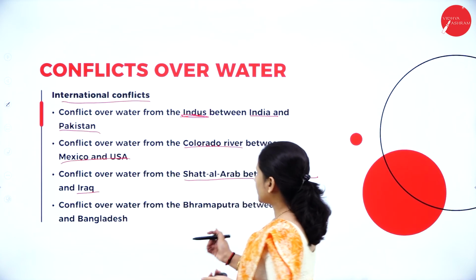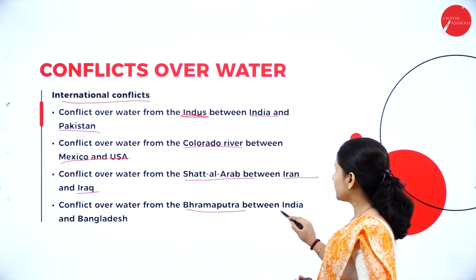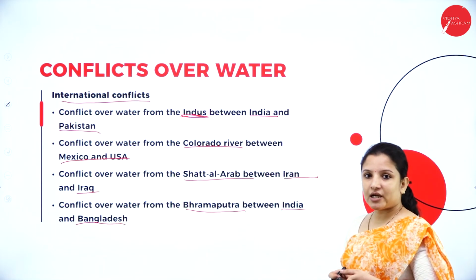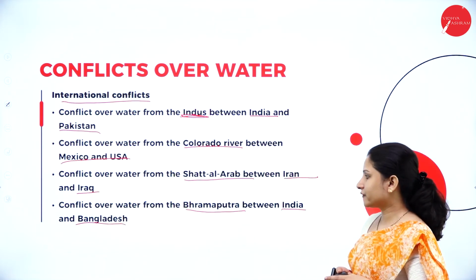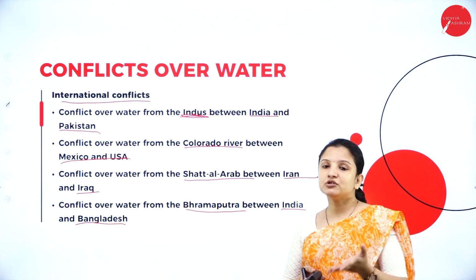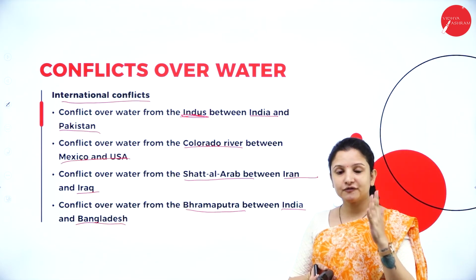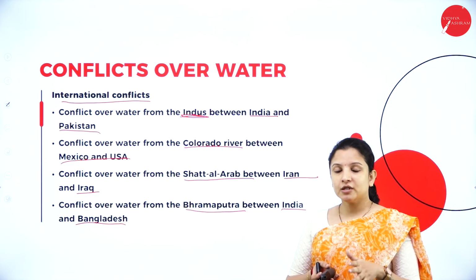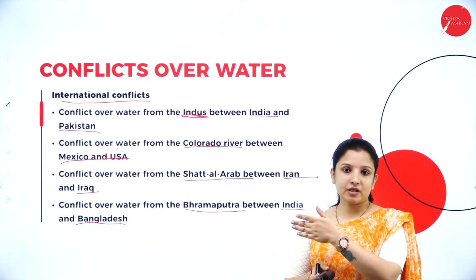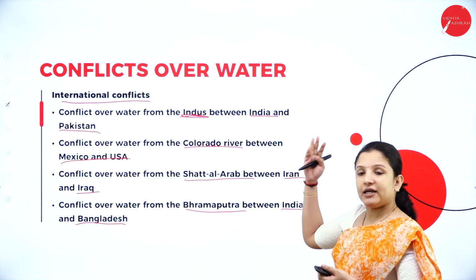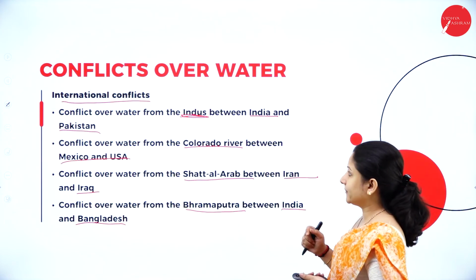Next, conflict over water from the Brahmaputra between India and Bangladesh. The Brahmaputra river flows between India and Bangladesh. There also there is a conflict. Why does this conflict usually arise? Because dams would have been constructed. The continuous flow of water from the river to the neighboring nation will be stopped. Therefore, the people in that particular country will start protesting. So these are the different international conflicts that are there.